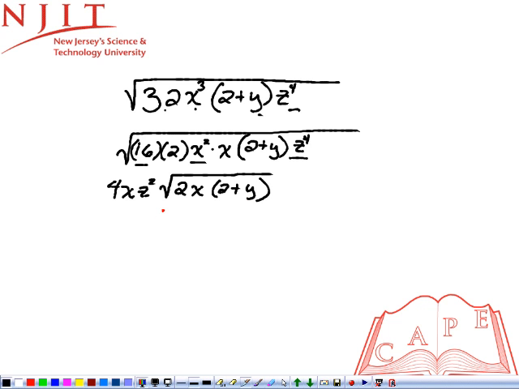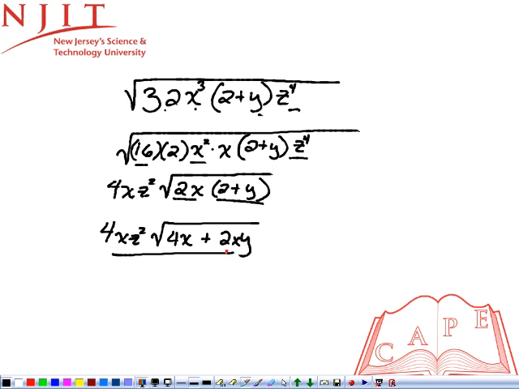Now to make your final answer look a little bit cleaner, you might want to distribute this term into here so that it looks a lot better. So if we rewrite the final answer, 4xz squared, and then within the radical we simply have 4x plus 2xy, and there you go. All you did here was just simply simplify what was in the radical by taking out perfect squares. Now we'll do one more problem where we just simply take single numbers and evaluate them that are especially raised to a power.